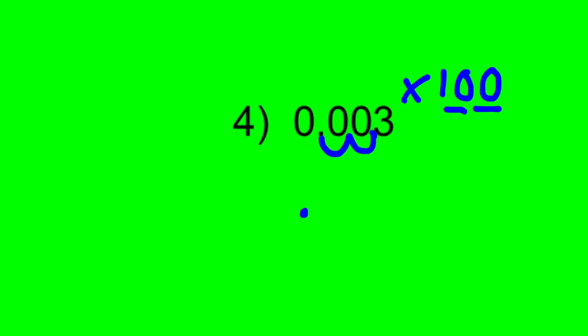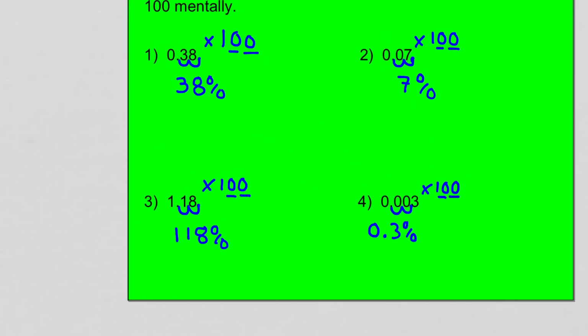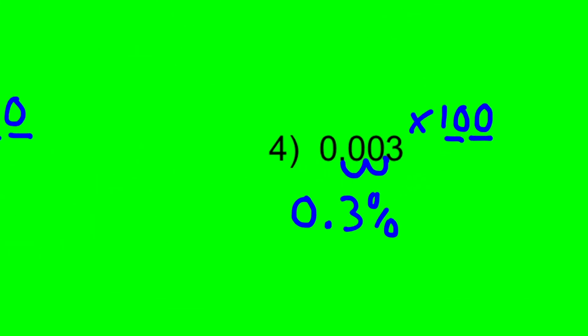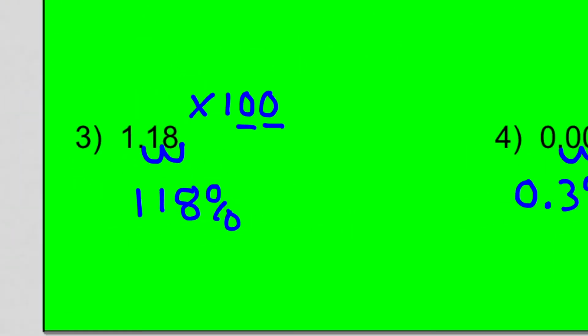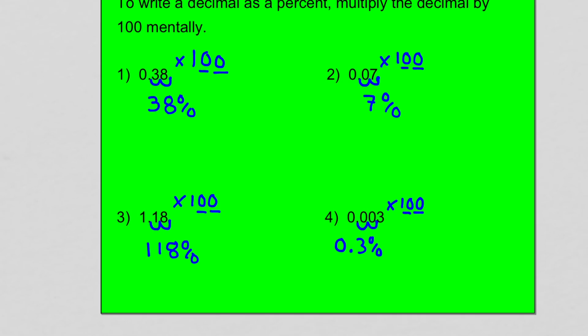And then number 4, 0 and 3 thousandths. How do I change that to a percent? I do the same thing every time. I mentally multiply by 100. 2 zeros on 100 tell me to move the decimal 2 spots to the right. The decimal is in front of the 3, so this is going to be 0.3%, and I'll put a 0 in front of that decimal. A very small percent, a very large percent. Notice it's the same thing every time.